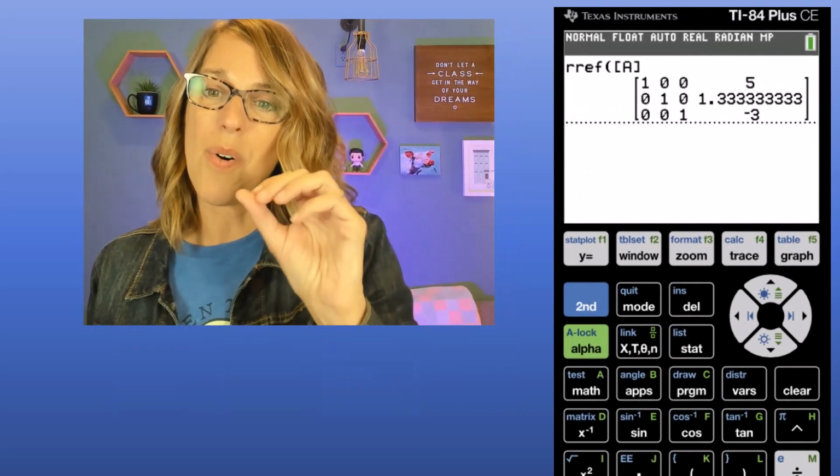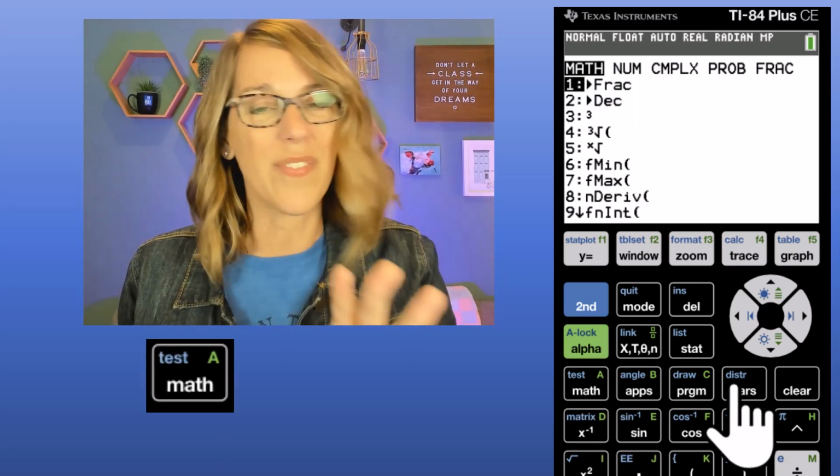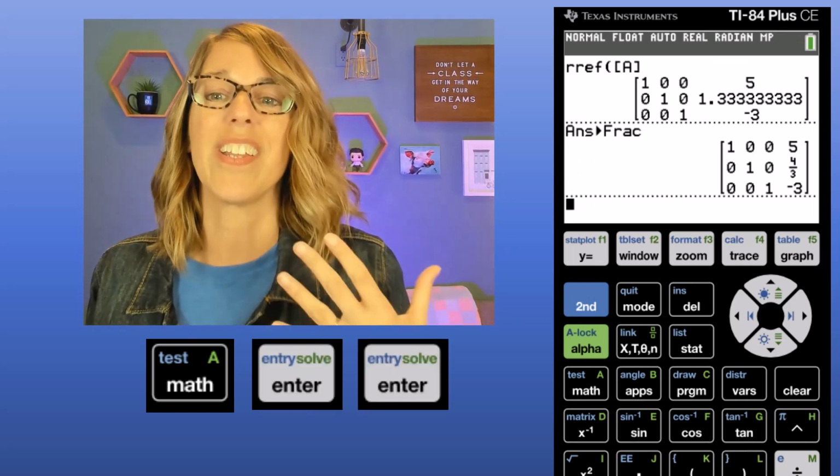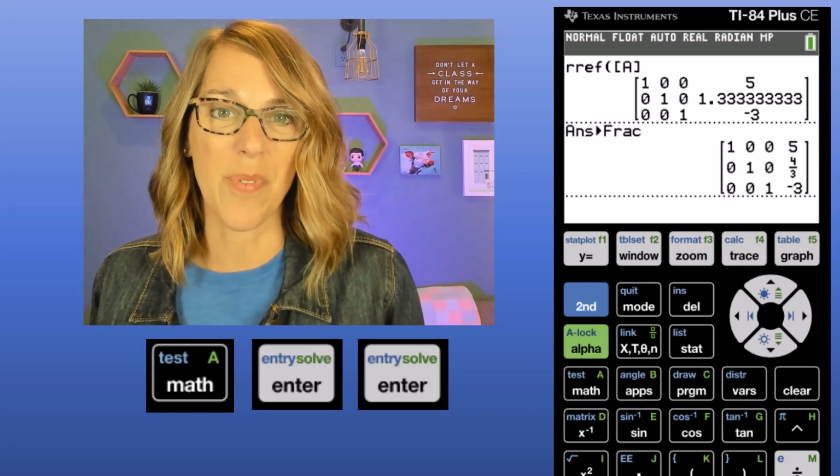Now it's giving me a whole number 5 and it's giving me a decimal for that second value. Let's go ahead and convert our values to fractions. To do that, I go to my math menu and then the very first choice is convert to fraction. So I hit convert to fraction and it says, oh, you want your answer converted to a fraction? Yes, please. And I've got that 4/3.